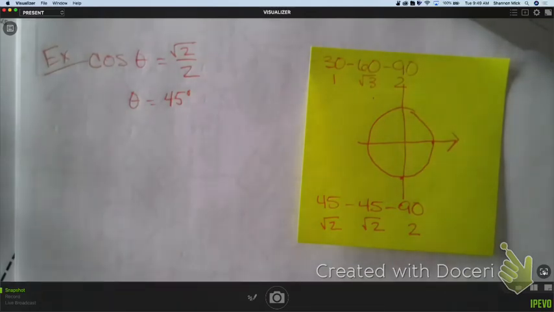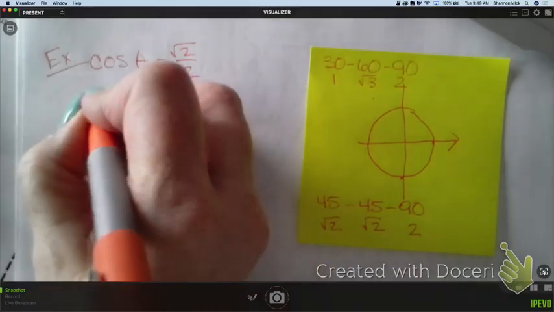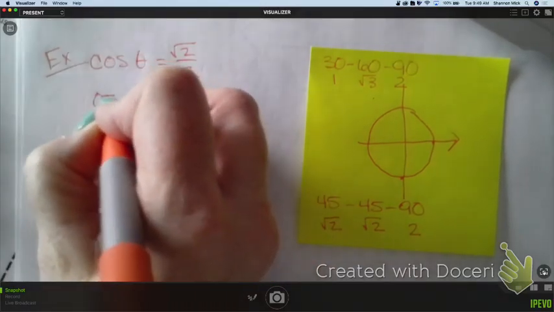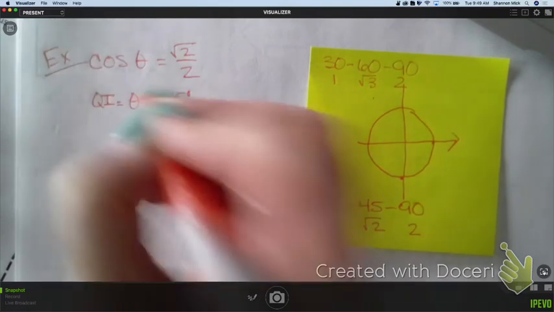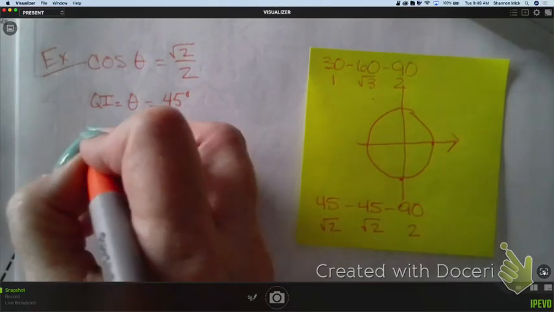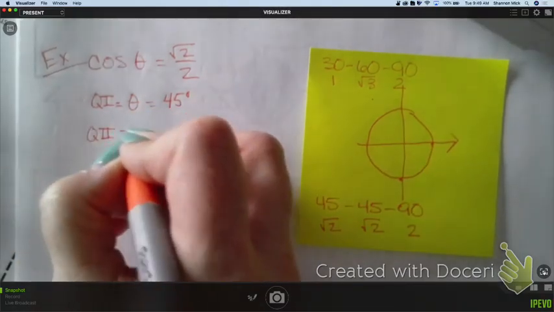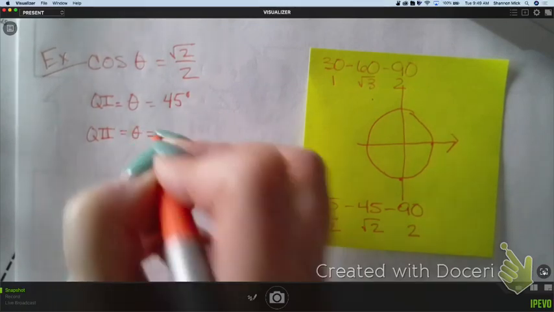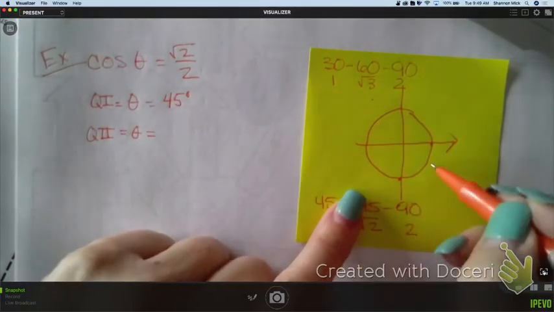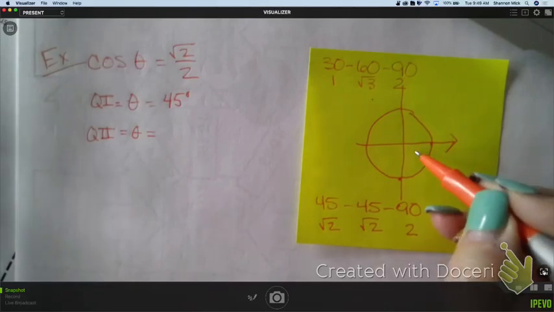In the first and fourth. Cosine is not positive in the third. Why is cosine positive in the fourth? Because it's X. So theta equals what in the fourth quadrant? No, no. What angle is 45 degrees away?